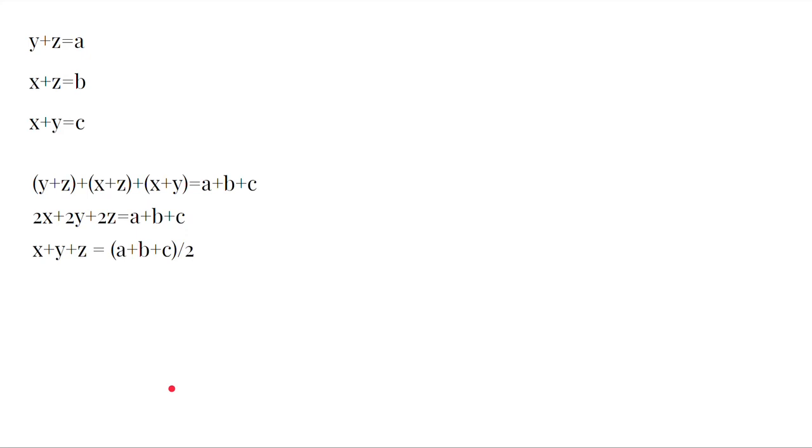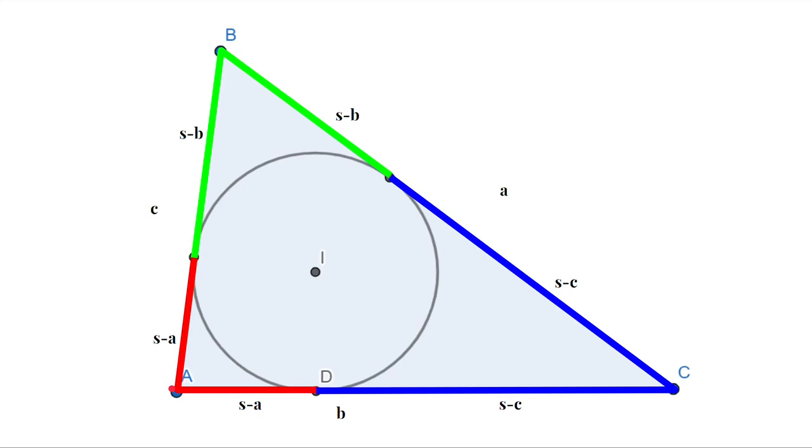We can let s be equal to (a plus b plus c) over 2, called the semi-perimeter, or half the perimeter, because we'll end up using it a lot. So, subtracting each of the original equations from this one, we get x is equal to s minus a, y is equal to s minus b, and z is equal to s minus c. These values look like something in Heron's formula. Hint, hint, hint.